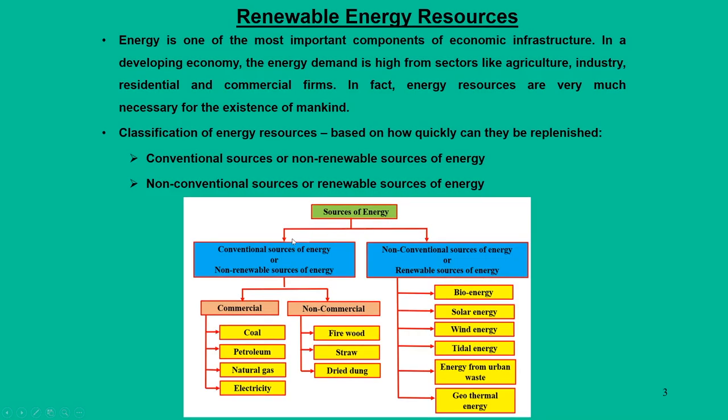Essentially, the classification of energy resources is of two types: conventional sources and non-conventional sources. Under the conventional sources, we have commercial and non-commercial. The commercial category has coal, petroleum, natural gas, and electricity. In the non-commercial category, we have firewood, straw, and dried cow dung. We have already discussed that part when discussing the steam power plant, where coal was the major source of energy. But now our attention will be more focused on renewable sources of energy.